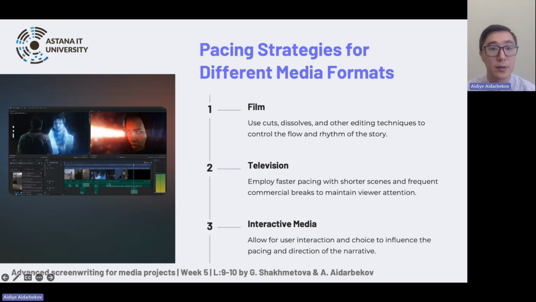So basically, through editing, also montage, which we discussed in the bachelor courses, it's important to show this through different techniques. And for television, again, employ faster pacing with shorter scenes and frequent commercial breaks to maintain viewer attention. So the television format is a little bit different. Each time we break for commercials, the act structure is different, so we can use even these little moments right before a commercial break to show some cliffhanger, some interesting moment that will engage the audience.